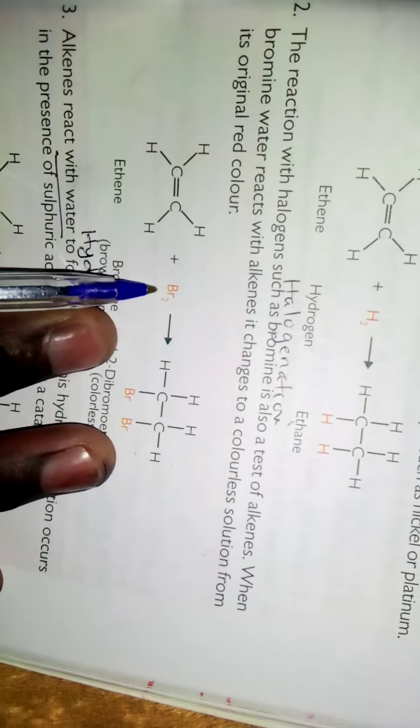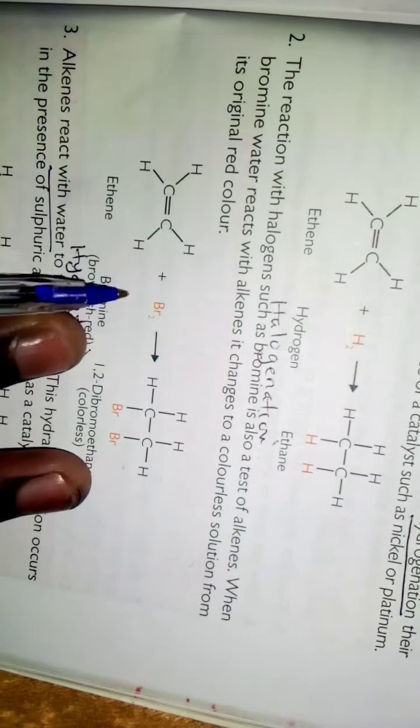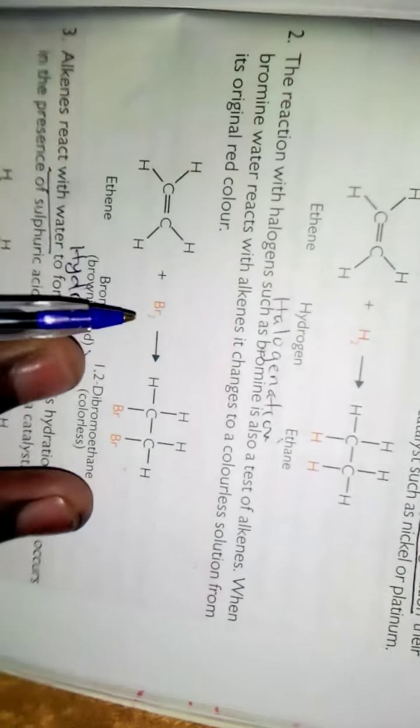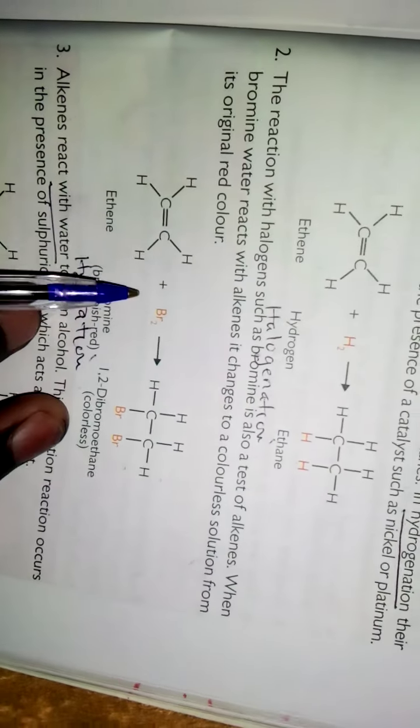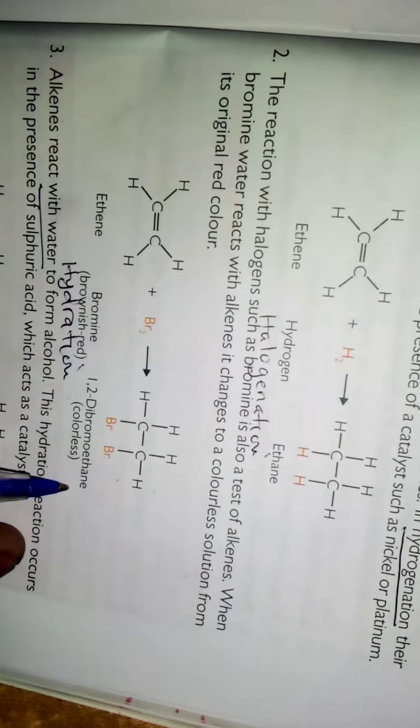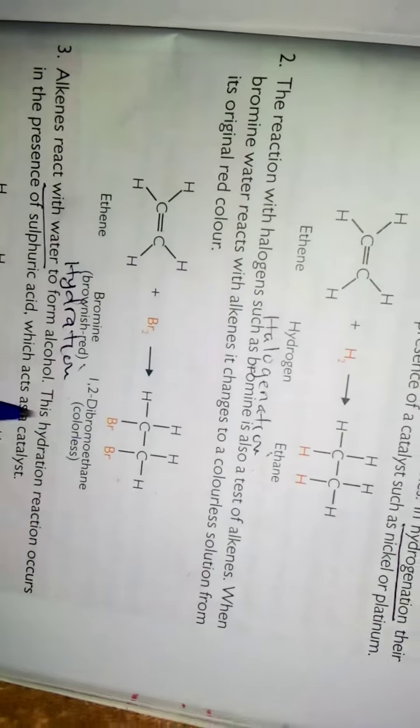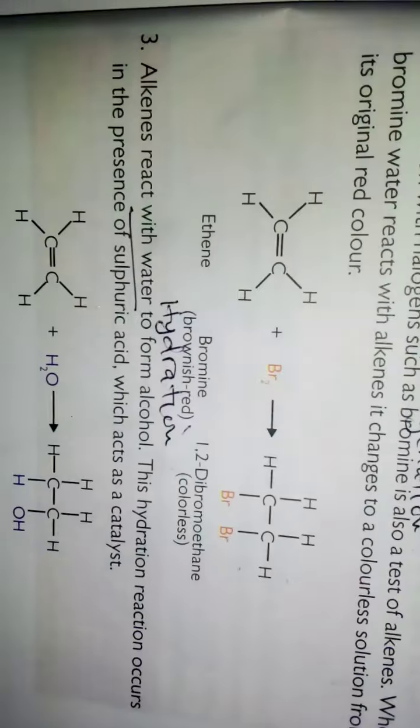If it was chlorine that was added here, it would have been dichloroethane. If it is one, it is monochloro, meaning it is only one bromine. So that's what you should know there.